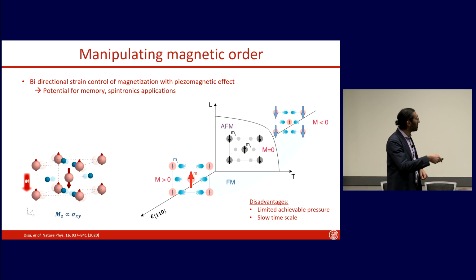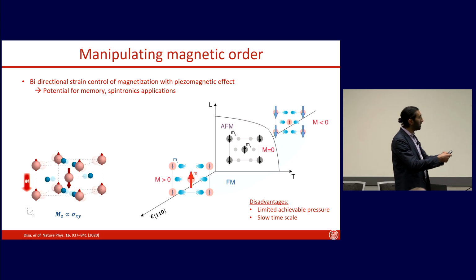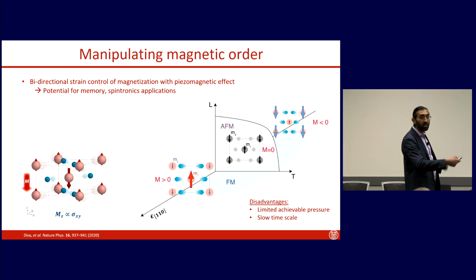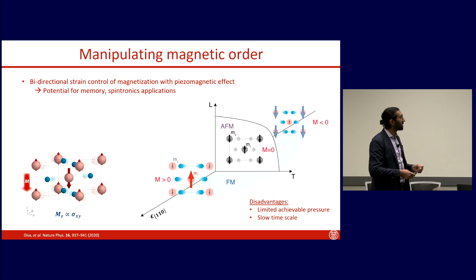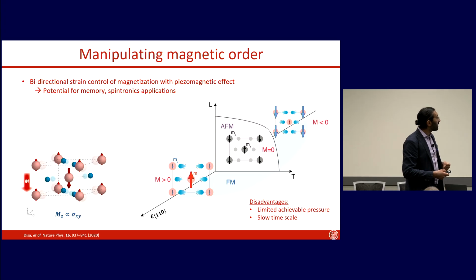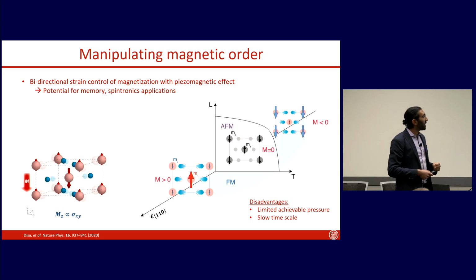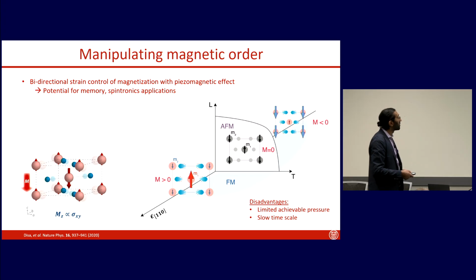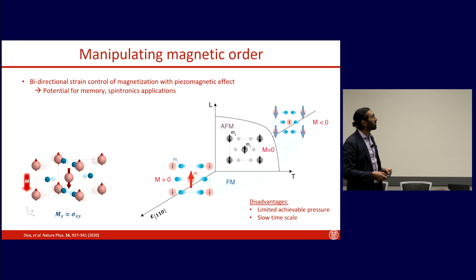It's a linear relationship, and it allows you to tune both the magnitude of the induced magnetization as well as the direction. You can strain it in the other direction and you get the opposite magnetic moment. And this is really a powerful tool because it allows you to tune magnetic order in an antiferromagnet. And it has a number of potentially interesting applications for spintronics and memory, because antiferromagnetic spintronics is quite an interesting idea from the standpoint of using magnets for information processing.